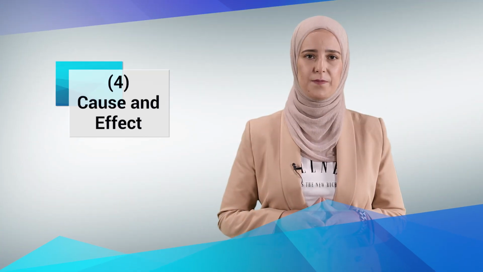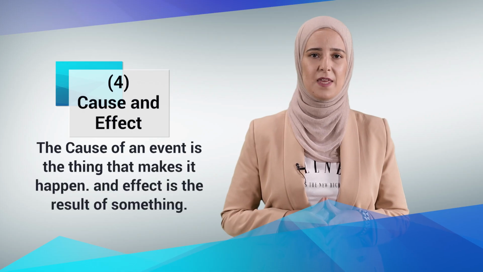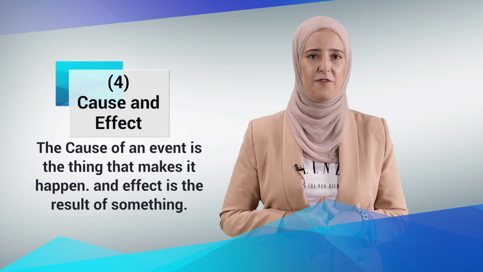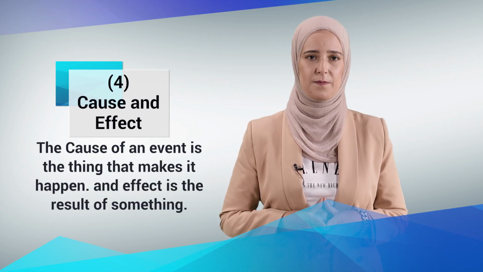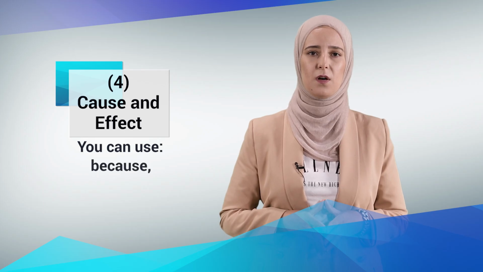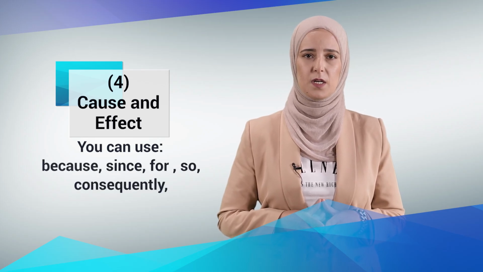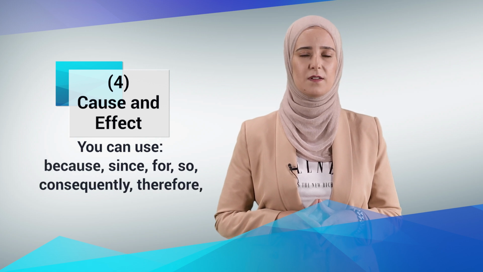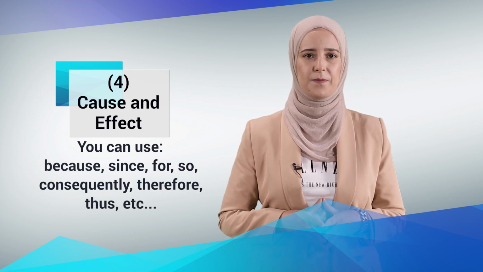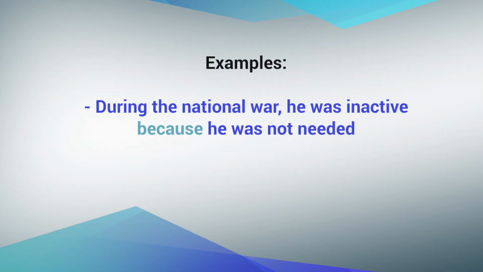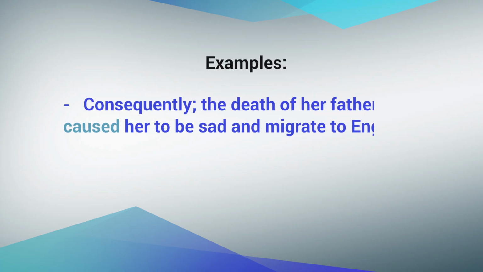Cause and effect. The cause of an event is the thing that makes it happen, and the effect is the result of something. You can use because, since, for, so, consequently, therefore, thus, etc. For example, during the National War, he was inactive because he was not needed. Consequently, the death of her father caused her to be sad and migrate to England.